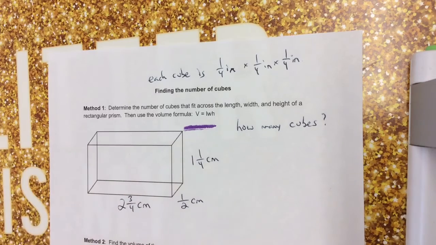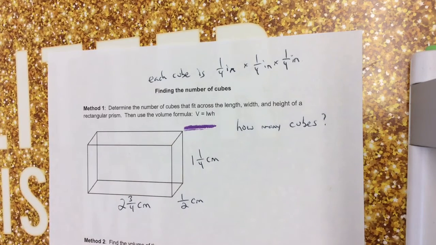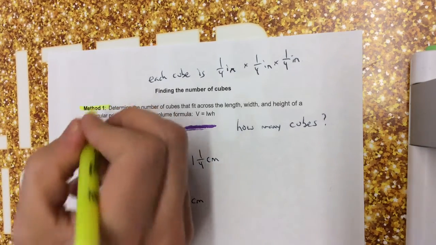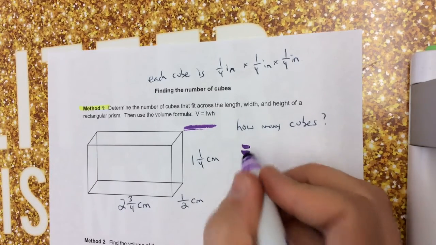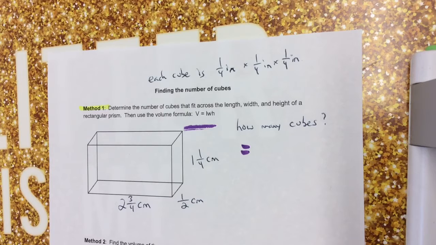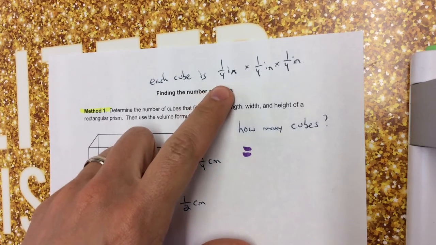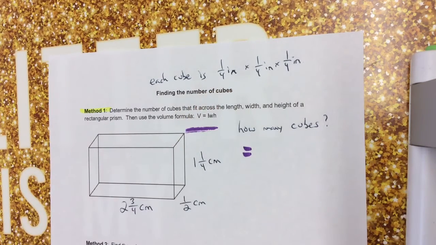We're talking about method one, so of course we're going to take out our highlighter. This is an important method. Method one is talking about crossing out the sides here that we've talked about and trained you to do, to find an easier method using the volume formula. So how many cubes if each cube is 1/4 inch by 1/4 inch by 1/4 inch?